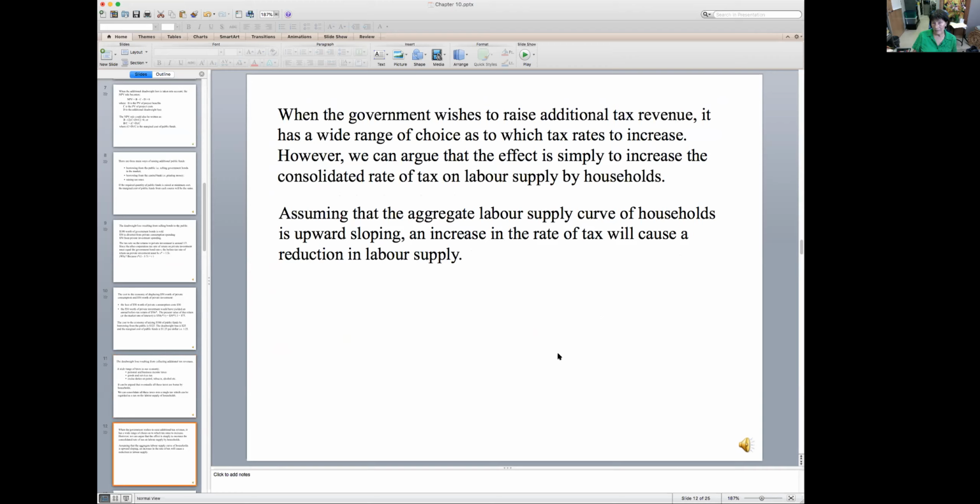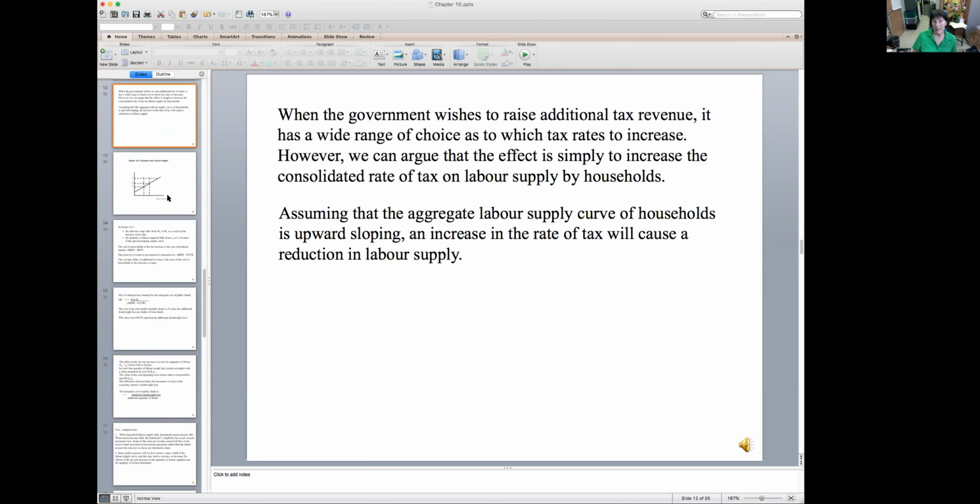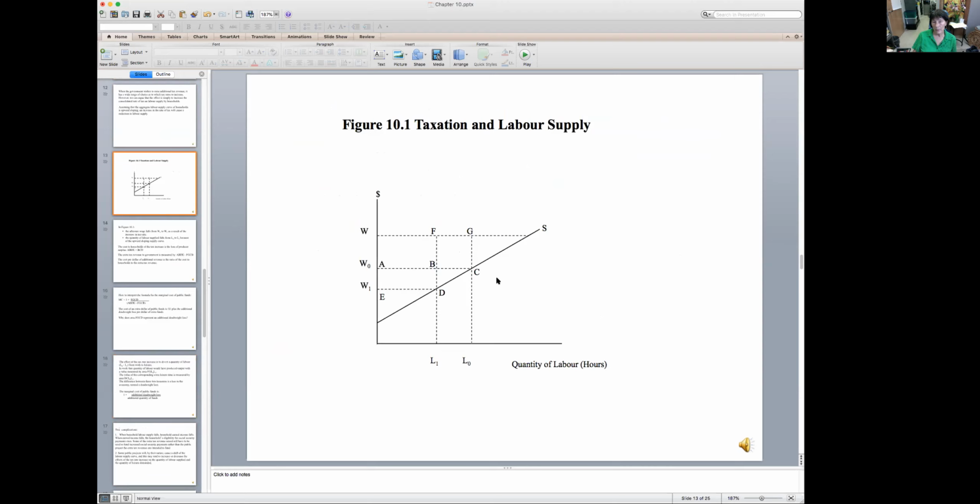So again, let's say that when you want to raise additional tax revenue, for example, let's say that you do it here. So we're saying, okay, we want to raise taxes. So instead of getting this wage rate here, we're now at here. So you can see an example of this deadweight loss: we raise the tax rate.